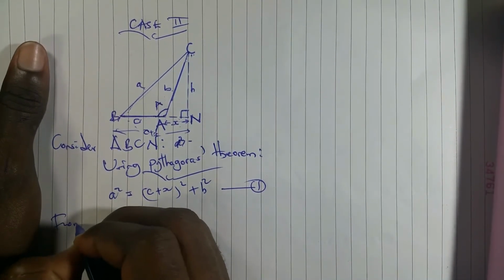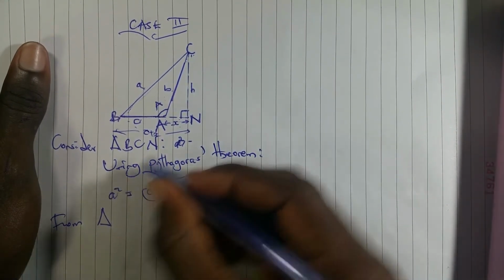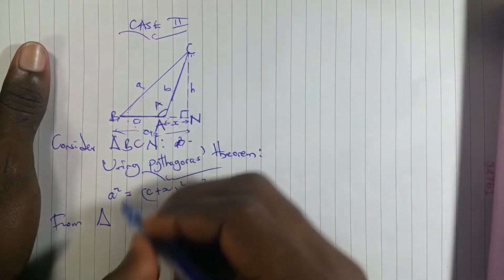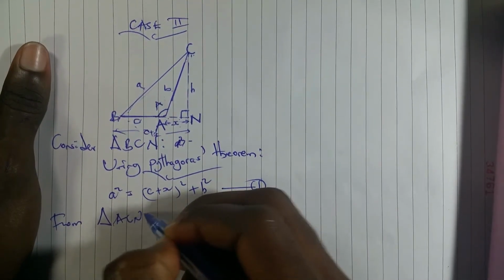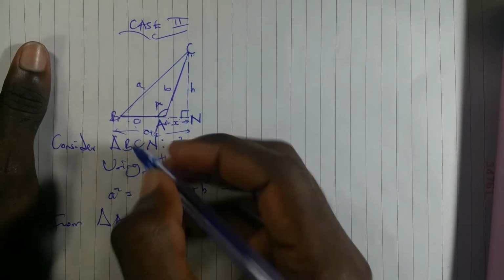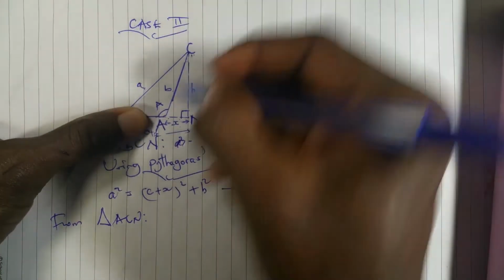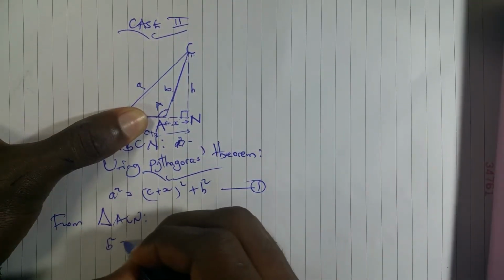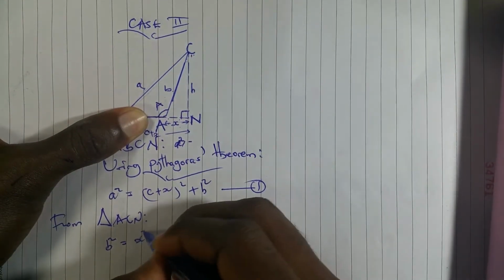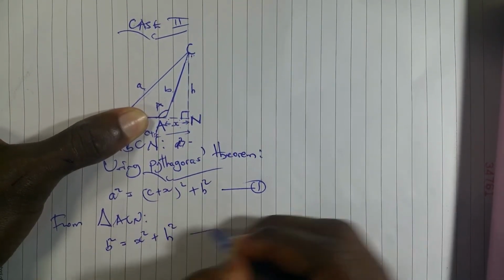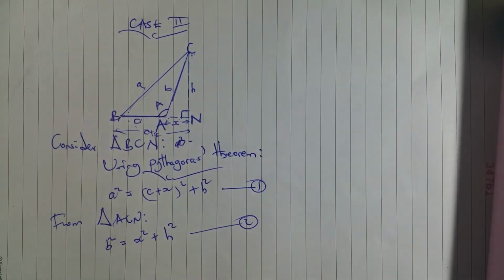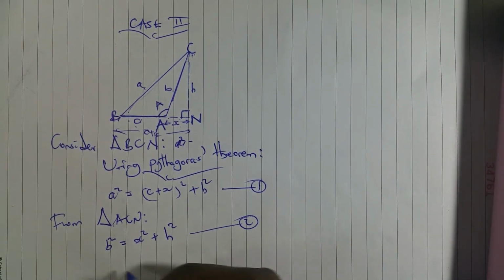Then from triangle ACN, still from Pythagoras theorem, we realize that our hypotenuse, which is b squared, is given by x squared plus h squared. Call that our equation 2. Now we eliminate the height again.